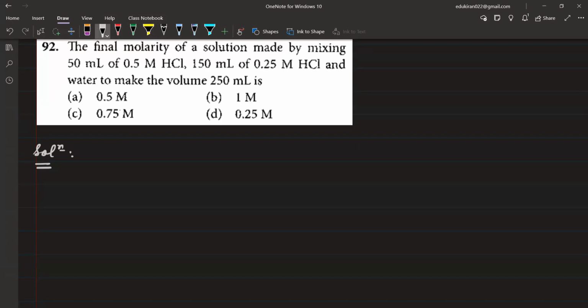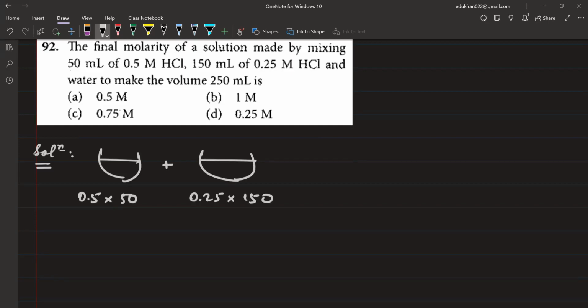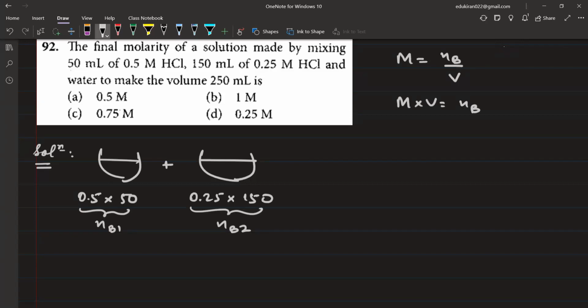So guys, here, what is molarity mixing? First of all, we have 50 ml of 0.5 molar. So here we have 0.5 into 50 plus, here we have another solution, which is 0.25 into 150. Now this is representing the number of moles in the first solution, and this is representing the number of moles in the second solution. How? Because molarity is equal to number of moles of the solute divided by volume of solution. And that is why molarity into the volume will be equal to the number of moles of solute. So M into V is equal to number of moles.